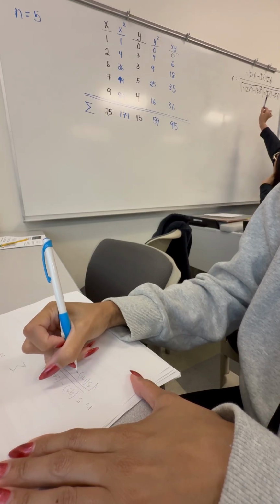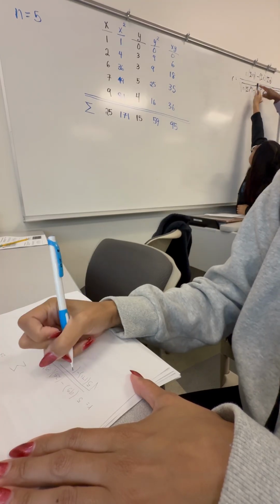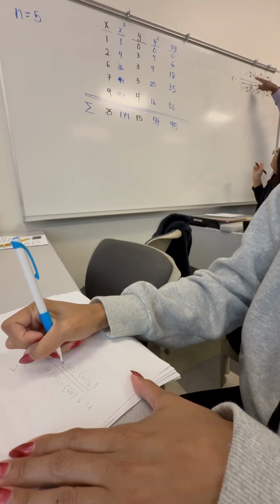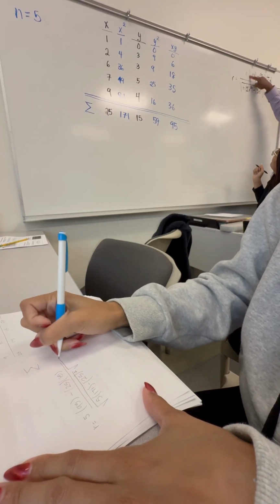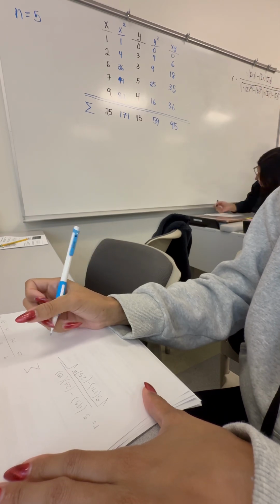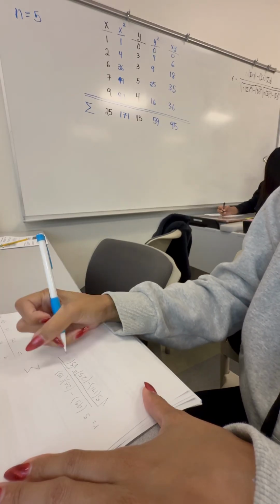Is that XY or this one? This is summation of X times Y together. This is summation XY. Summation XY, okay? All right, so let's do it.